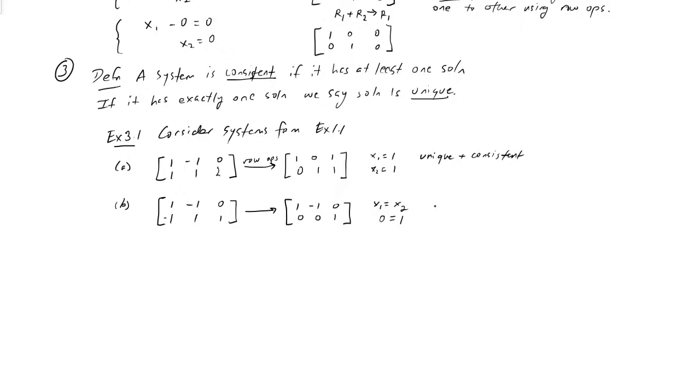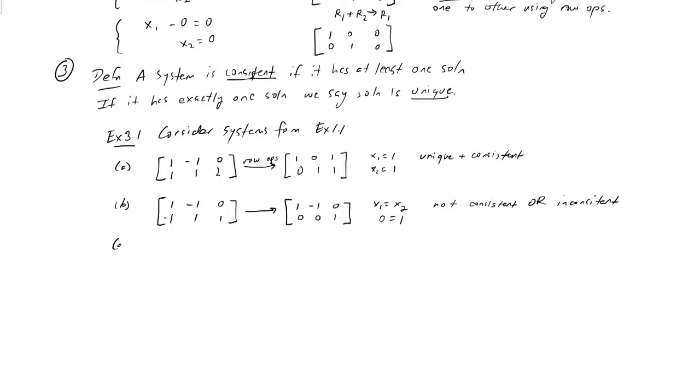So this is not consistent. There's no solution. This system doesn't make sense. You can't have both these equations be true for a particular pair of numbers, x1, x2. And you could say this is inconsistent or it's not consistent.